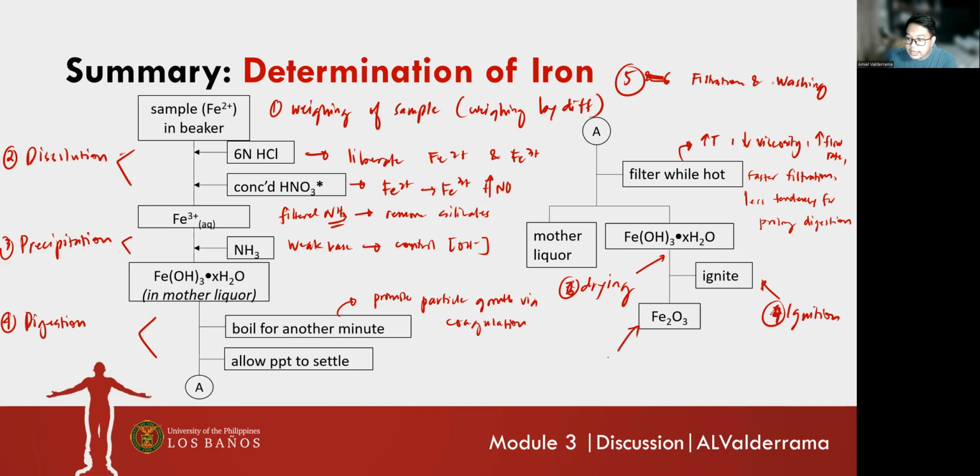Ang step 8 natin is weighing of final sample. Okay? By weighing of final sample, we can now compare the weight of our ash to the initial mass of the sample. And by then, we can use this as the aspect of gravimetry since we make use of the mass of your product and your initial reactant. Okay? So this is the summary of the determination of iron via gravimetric method.